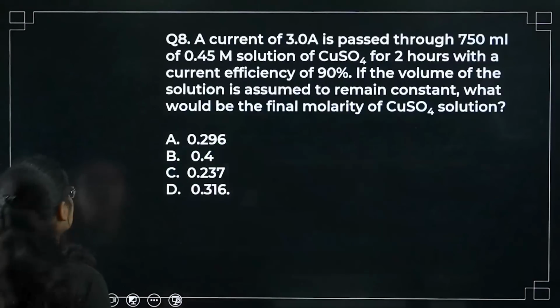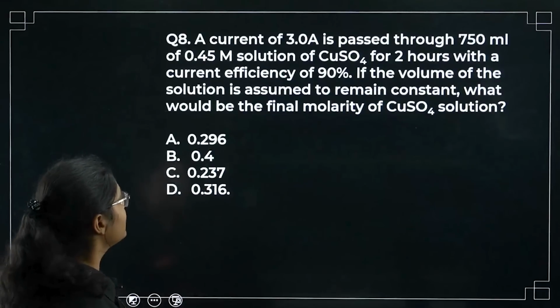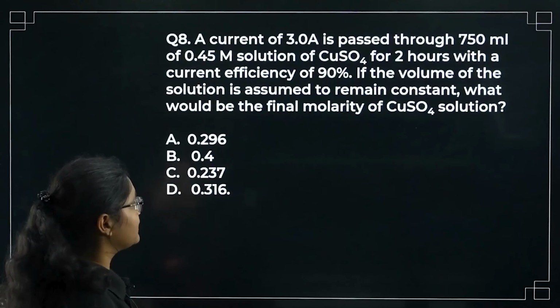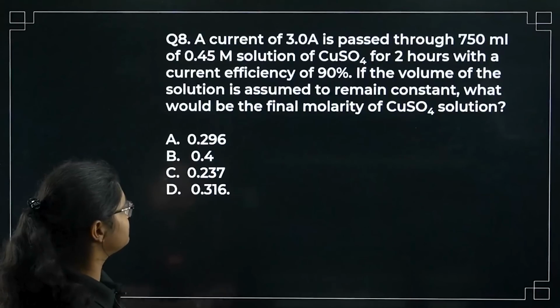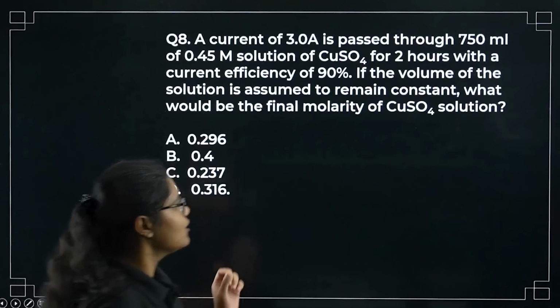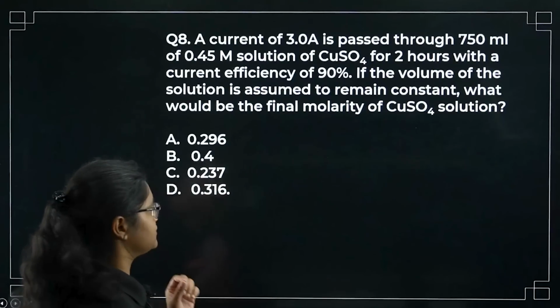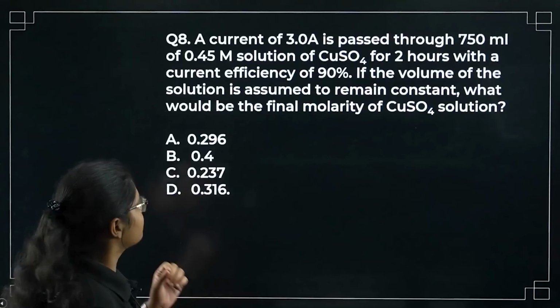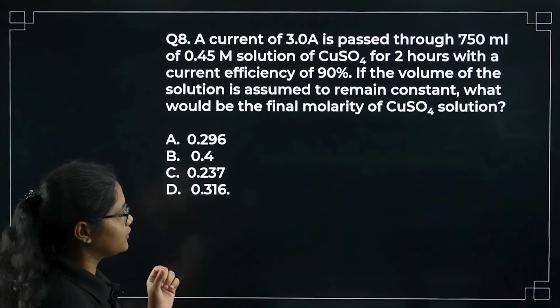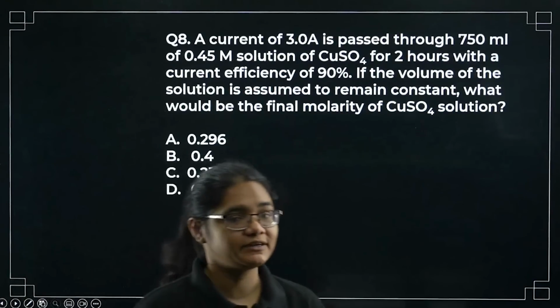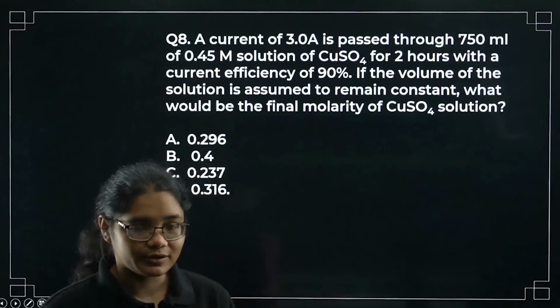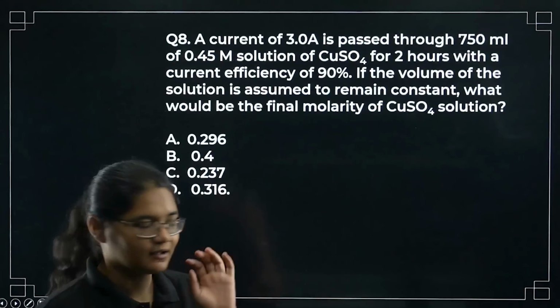Next, moving to question number 8. A current of 3 ampere is passed through 750 ml of 0.45 M solution of copper sulfate for 2 hours with a current efficiency of 90%. If the volume of the solution is assumed to remain constant, what would be the final molarity of the copper sulfate solution? This is a very good question, a lengthy question, but yes, a very good question.